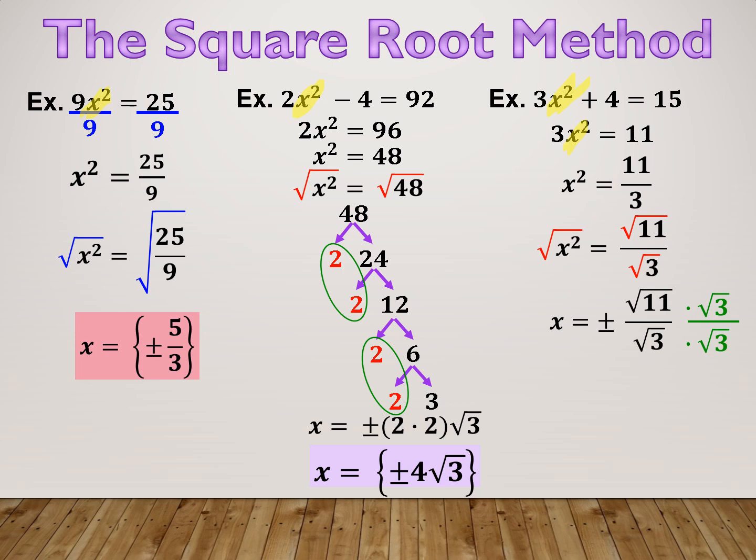So now I just multiply the radicals together. Square root of 11 times square root of 3 is square root of 33. Square root of 3 times square root of 3 is square root of 9. But wait, the square root of 9 is 3. So that simplifies to be plus or minus the square root of 33 over 3. Now, we will talk about square roots a little bit more in the spring semester. This is probably the hardest you'll see until we get to the spring semester in terms of simplifying and rationalizing radicals.